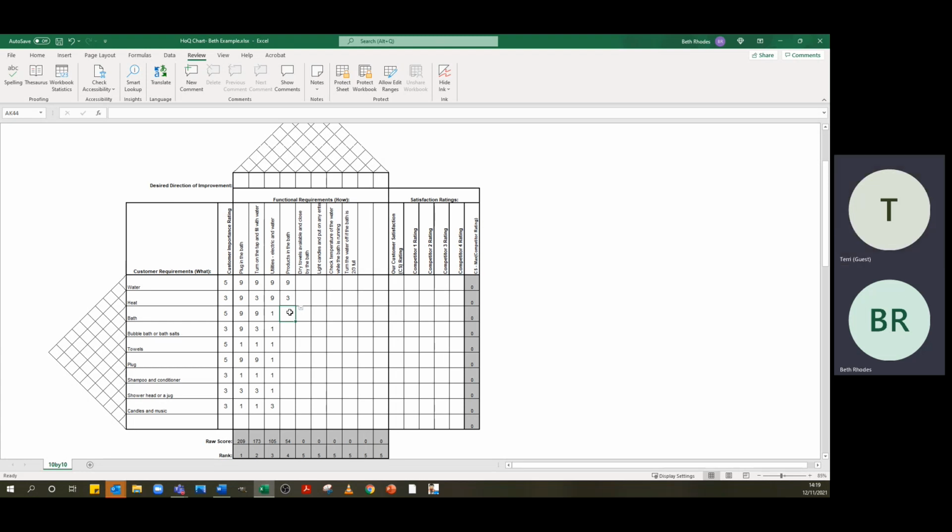Yeah. You're right, yeah. So how important is the bath to putting products in the bath? Well, 9, because without the bath, you're not putting them anywhere. Precisely. Products in the bath to bubble bath or bath salts? 9. Yeah, because you can't put any products in the bath if you don't have them. Yeah. How are products in the bath to towels? It's a 1, like they're not important. Nope.